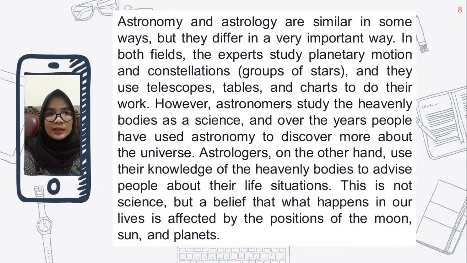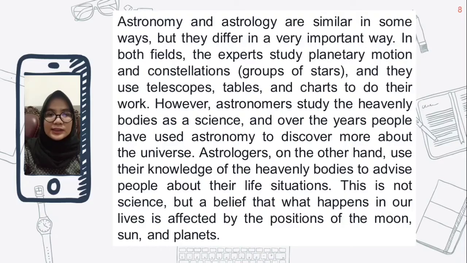Astronomy and astrology are similar in some ways, but they differ in a very important way. In both fields, the experts study planetary motion and constellations, or groups of stars, and they use telescopes, tables, and charts to do their work. However, astronomers study the heavenly bodies as a science, and over the years, people have used astronomy to discover more about the universe. Astrologers, on the other hand, use their knowledge of the heavenly bodies to advise people about their life situations. This is not science, but a belief that what happens in our life is affected by the positions of the moon, sun, and planets.